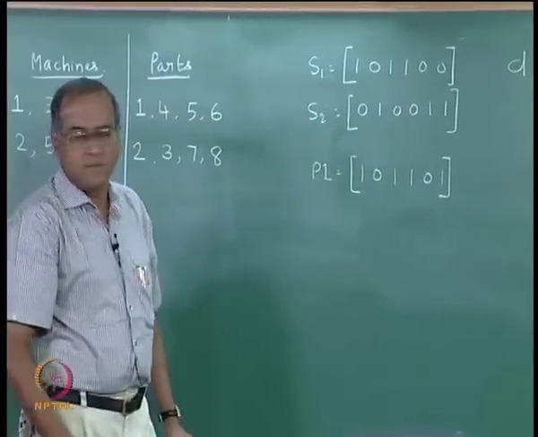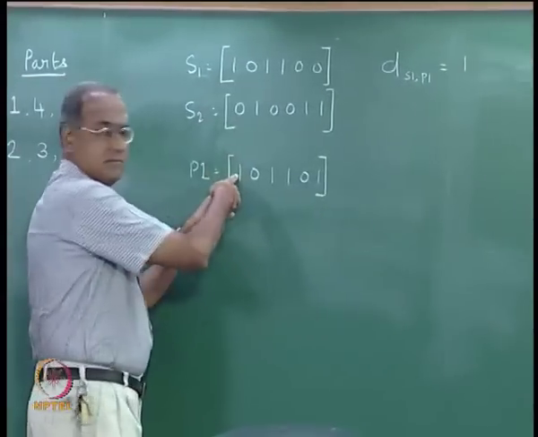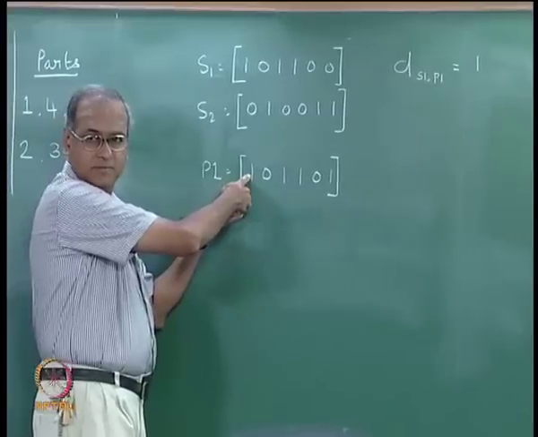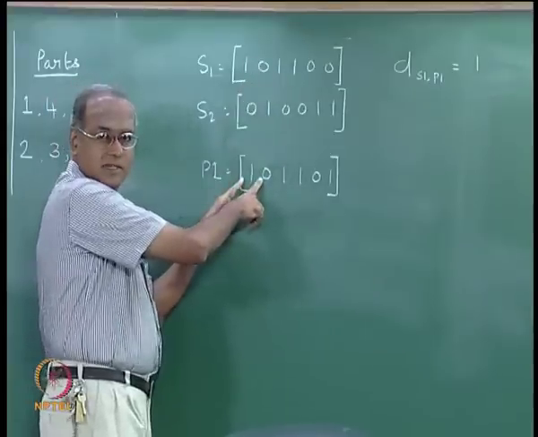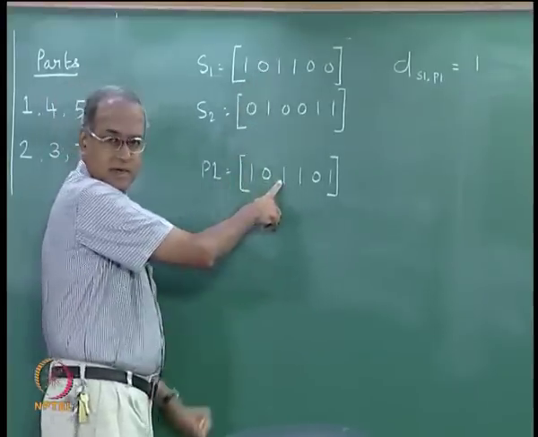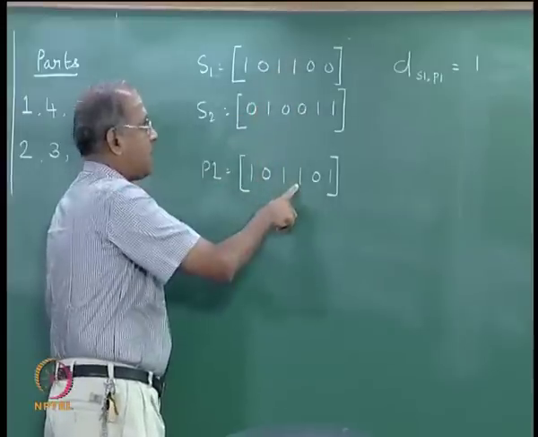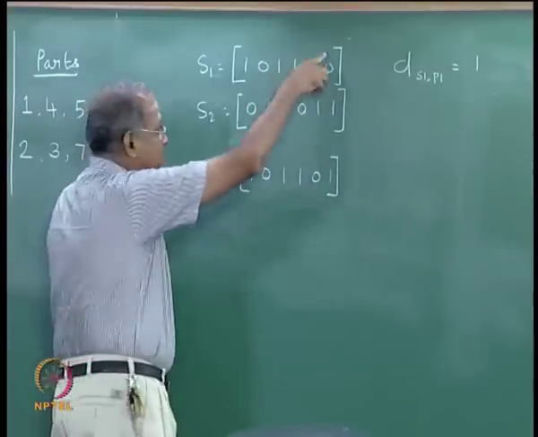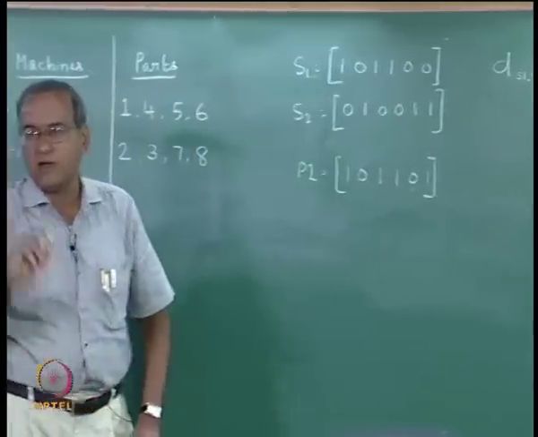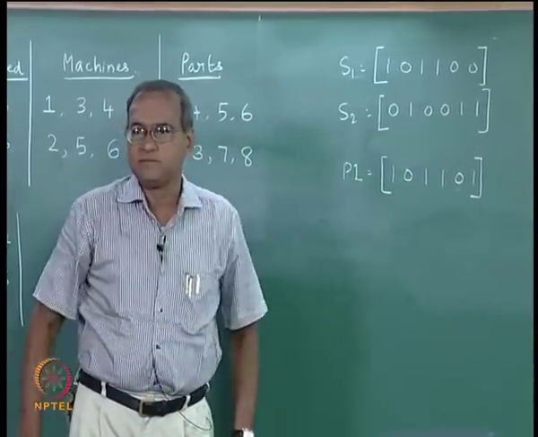Let me repeat, 1 and 1, it is a 1, 1 pair, distance is 0, 0, 0 pair, distance is 0, 1, 1 pair, distance is 0, 1, 1 pair, distance is 0, 0, 0 pair, distance is 0, 0, 1 pair, distance is 1. So, total distance is 1.